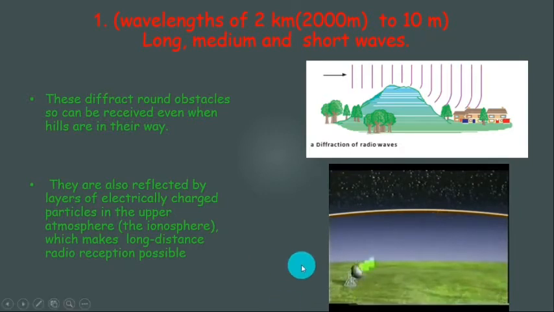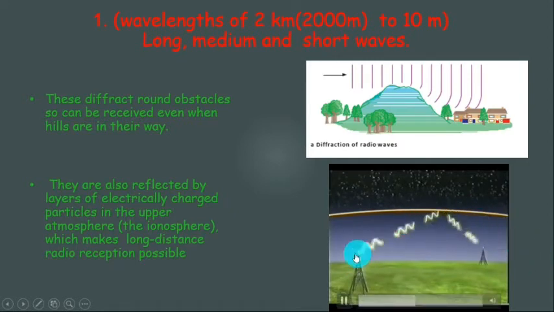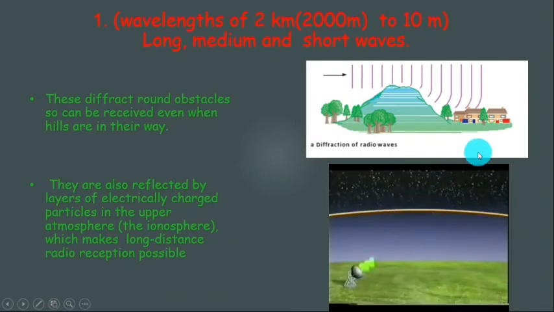So what happened here? The radio waves can travel to long distances because they reflect. They don't continue moving in a straight line into space. They are reflected by this layer that we call the ionosphere, and they reach the other part. Okay, these are the two properties of this type of radio waves.